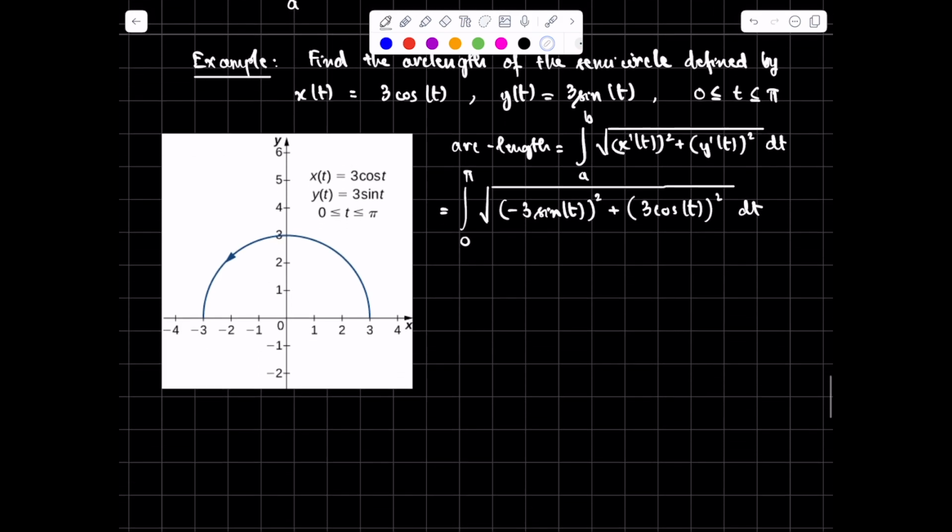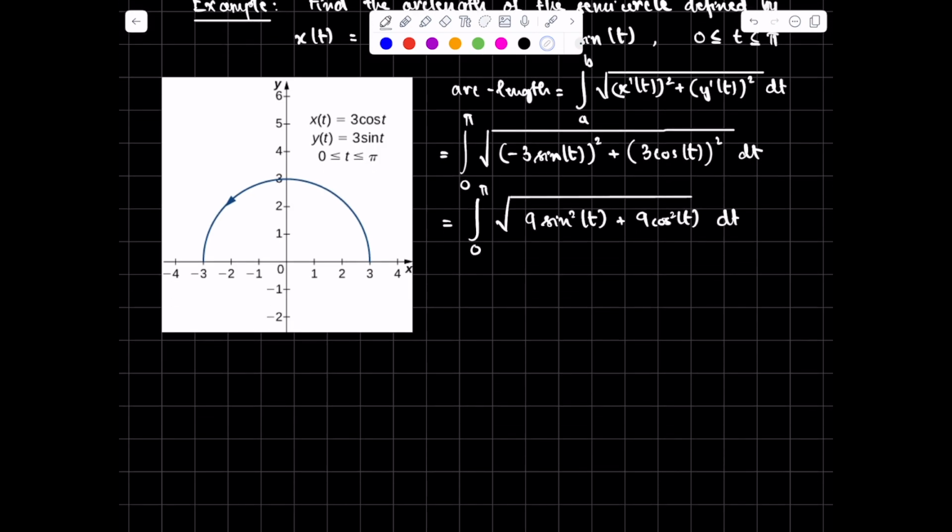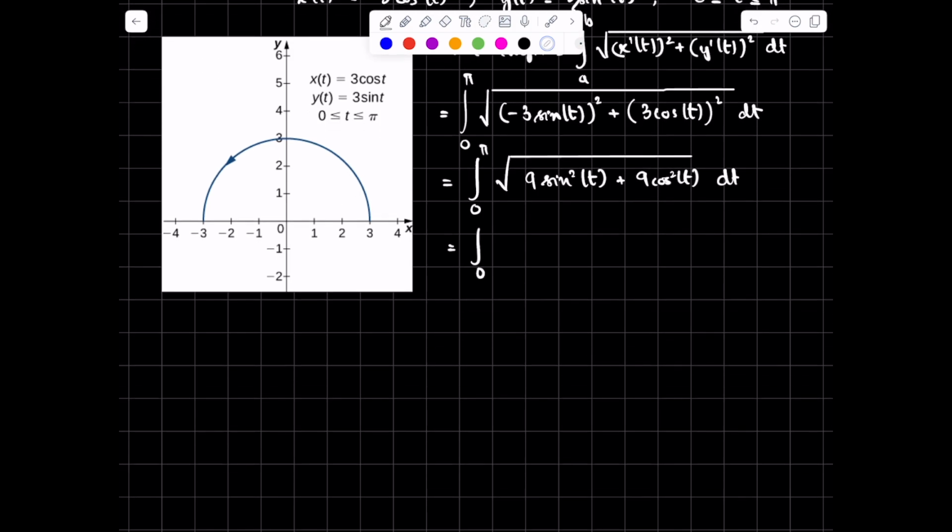dt. So you manipulate the integrand a little bit, and you get the integral from 0 to pi of the square root of 9 times sine squared of t plus 9 times cosine squared of t dt. And 9 is a common factor, so you factor that out and also take the square root, and you get the integral from 0 to pi of 3 times the square root of sine squared of t plus cosine squared of t dt. Sine squared of t plus cosine squared of t is an identity, and that is equal to 1.